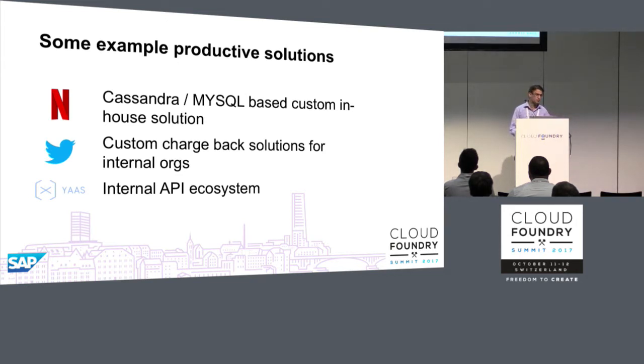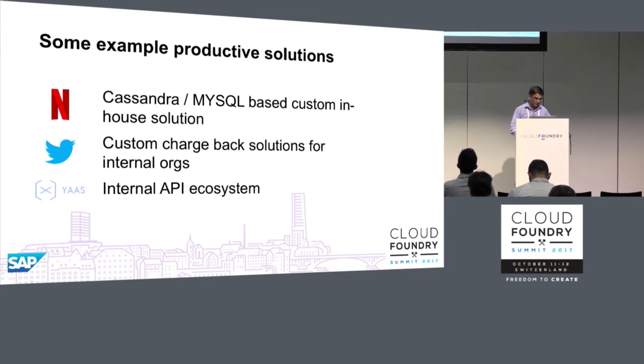These are some of the productive examples in the industry. Netflix published a series of blog posts on how their billing engine looks. It's a Cassandra-based, MySQL-based, custom in-house solution. It used to be based on Oracle DB. They just changed it like a year back. So a total custom solution. Twitter has a couple of videos on their solution, how they charge back their internal developers for the platform that they use. Hybris as a service is something that we use internally, and that's another way to use it. So these are productive solutions in the industry.